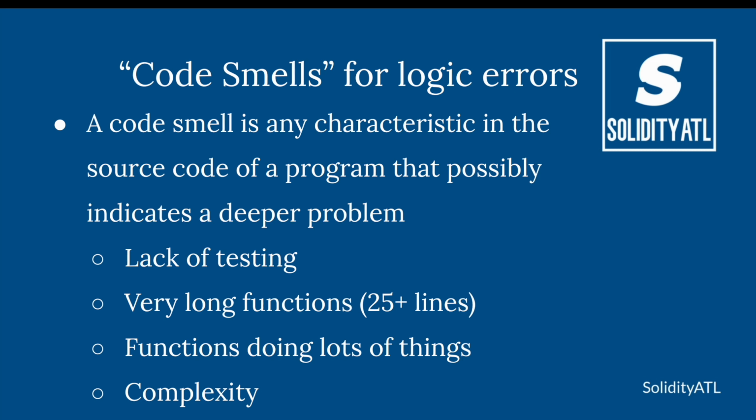Some of these, and this is not a comprehensive list, include lack of testing, very long functions, functions doing a lot of things, or just complexity in general. Another interesting code smell that I like to use is comments. If comments don't align with what the code is doing, I already know that a bug is probably going to be included there. So that's an example of different code smells you may develop over time, but these right here are ones that can help you easily determine if a bug is going to be there.